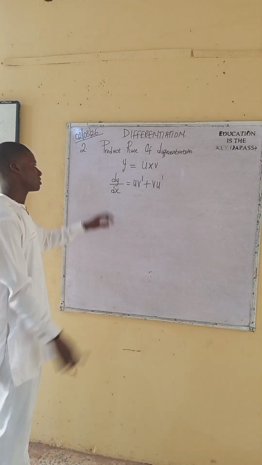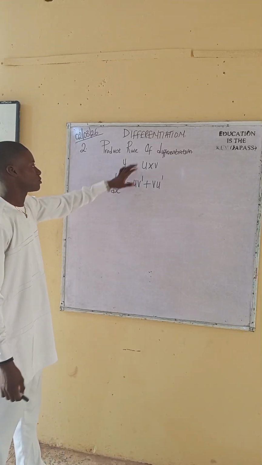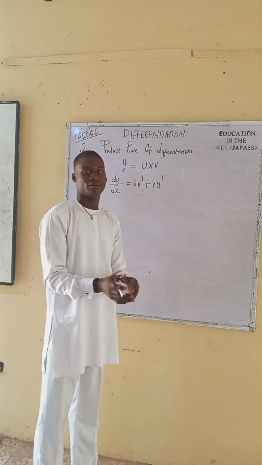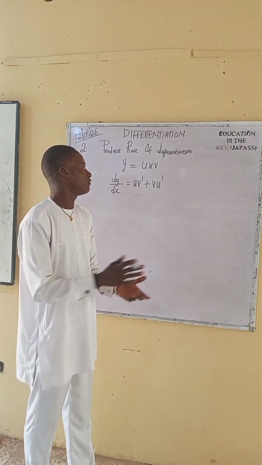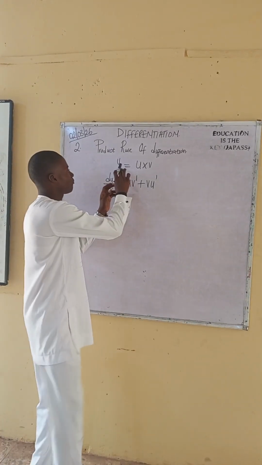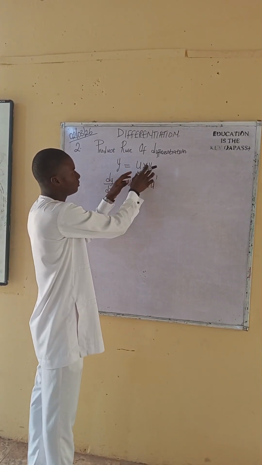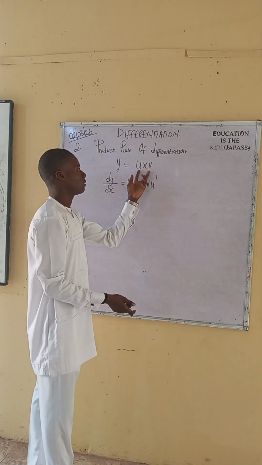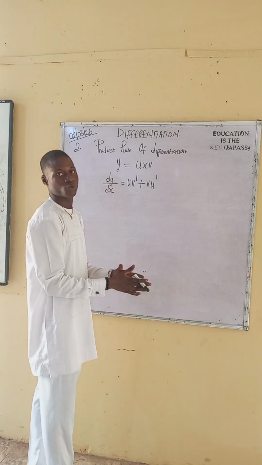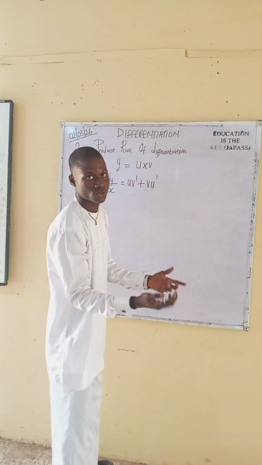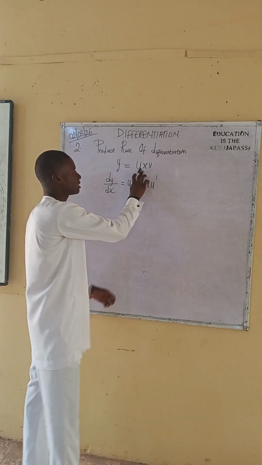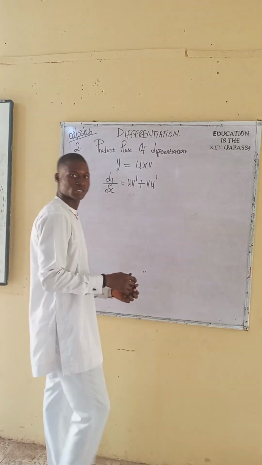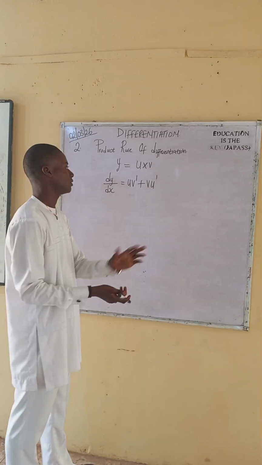In other words, what it simply means is that if you are given two different functions, you can consider calling any of them either u or v. Product has to do with two things, two or more, but in the course of this study, I'm considering only two. So what it's simply saying is keep the first one constant, differentiate the other one, then plus keep the second one constant, differentiate the other one.